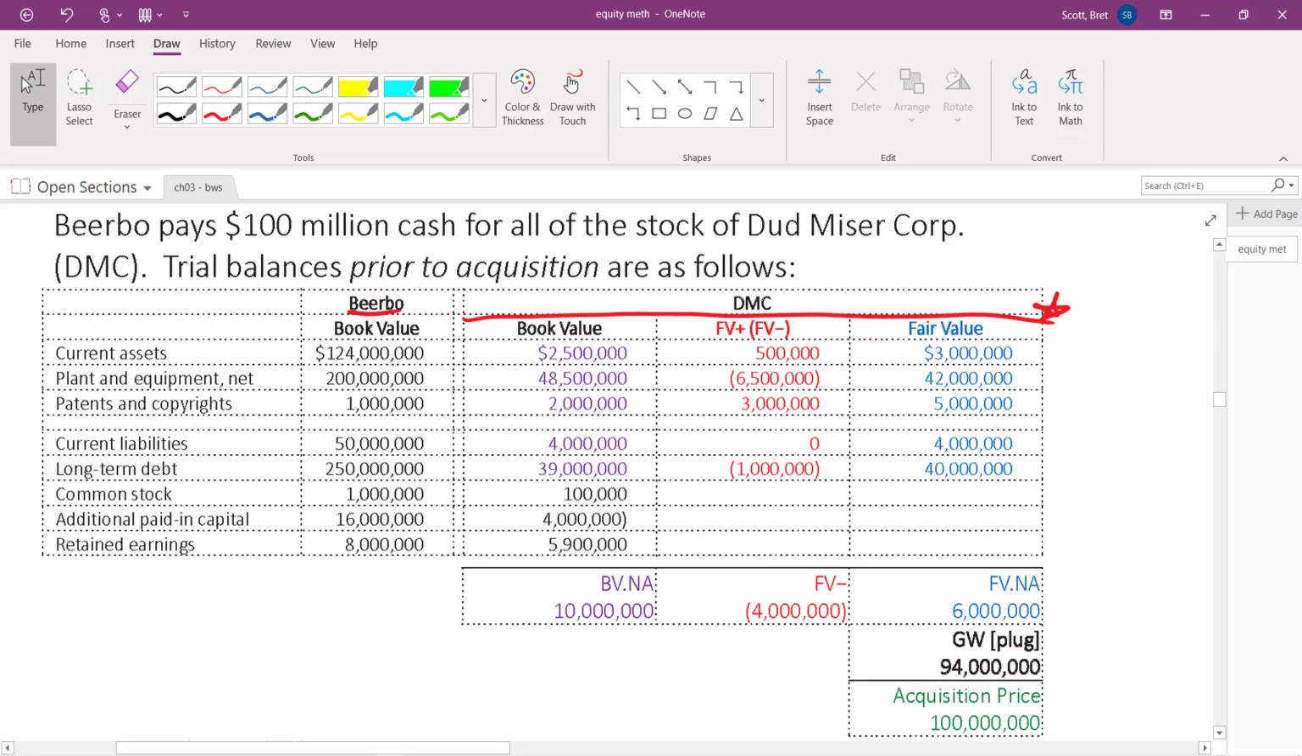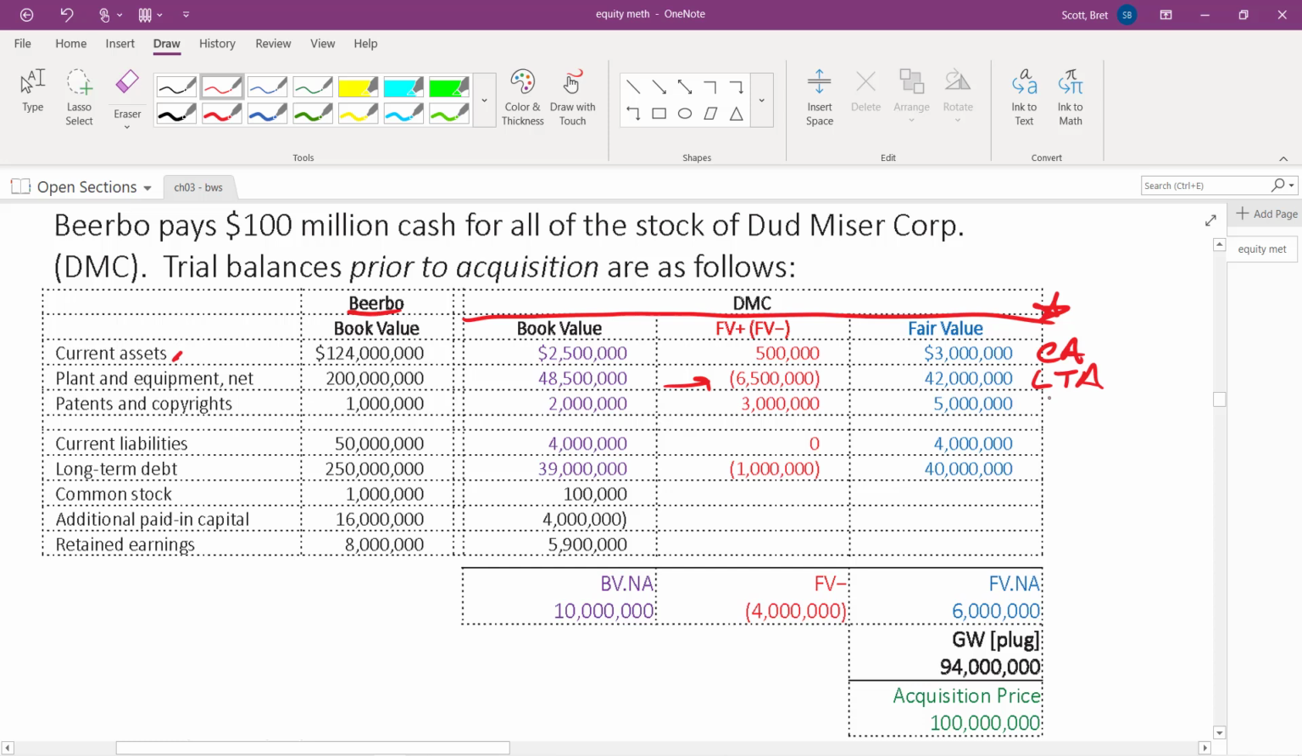But what I've done here is sort of broken out a series of events. When you look at the book values of DMC, we realize that current assets have to be increased by 500,000. So the fair value of the current assets is really 3 million. However, the long-term fixed assets need to be reduced down to 42 million. So those are your long-term fixed assets.